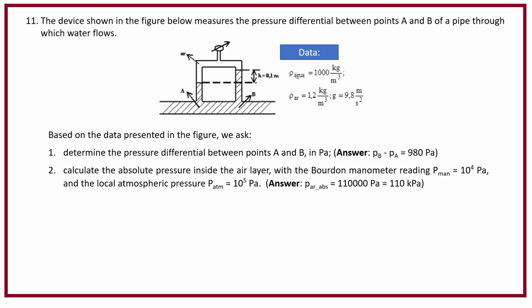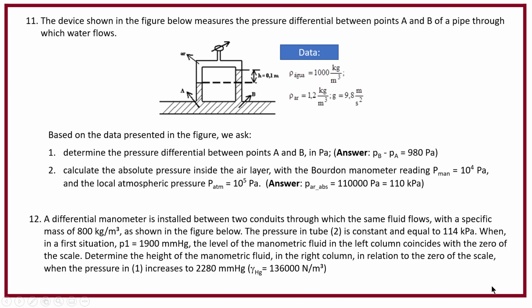2. Calculate the absolute pressure inside the air layer, with the Bourdon manometer reading P manometric equals 10 to the 4th Pascal, and the local atmospheric pressure P atmospheric equals 10 to the 5th Pascal. 12. A differential manometer is installed between two conduits through which the same fluid flows, with a specific mass of 800 kg per cubic meter, as shown in the figure below.